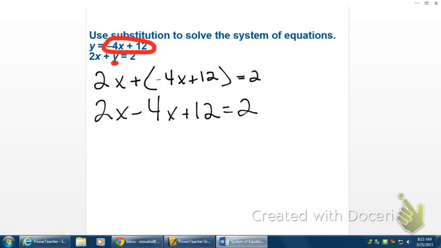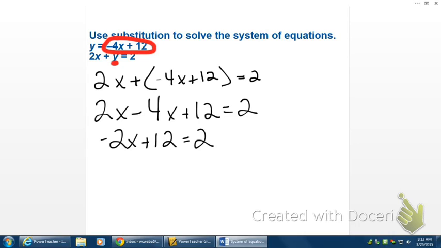Now, Damien, what am I going to do next? How am I going to solve for x here? Yeah, we can combine these x's. So 2x minus 4x gives me a negative 2x plus 12 is equal to 2. So from here, we're just solving. We are solving for x.